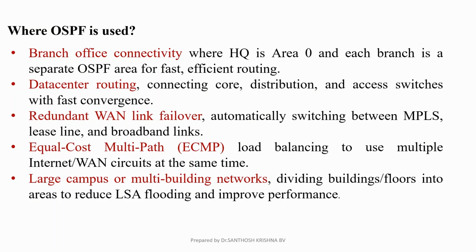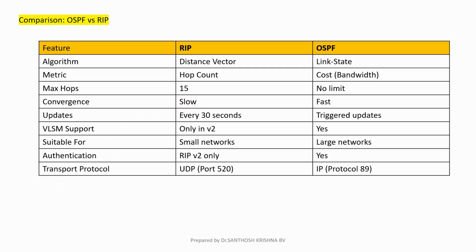Then data center routing, which connects the core, distribution and access switches with very fast convergence, and redundant WAN link failover. If, suppose, any link between MPLS or leased line fails, it will automatically switch. And equal cost multipath load balancing is also one of the places where we use OSPF. And for large campus or multi-building networks, as I said, we can divide the buildings and floors into areas, and to reduce the link state advertisement flooding and improve performance, we can always go with OSPF.